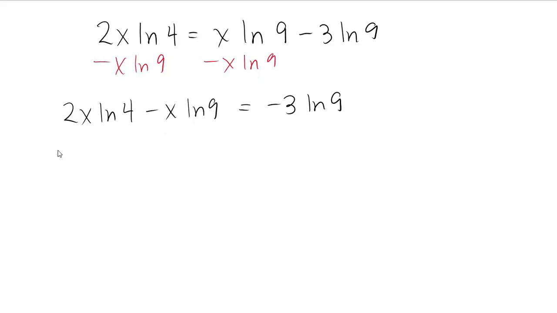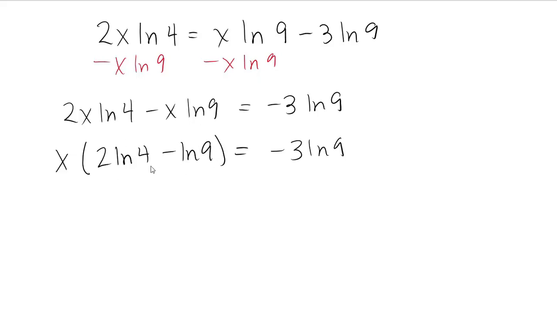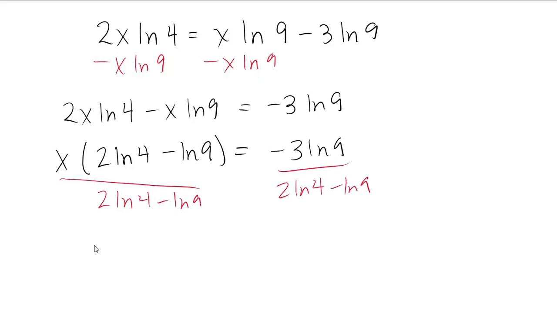Now I factor out the x. 2 times the natural log of 4 minus the natural log of 9 is left over. That's equal to negative 3 times the natural log of 9. And now I divide both sides by this number. This is just a number. We divide by 2 natural log of 4 minus natural log of 9 on both sides. And so I get x equals negative 3 times the natural log of 9 divided by 2 natural log of 4 minus the natural log of 9. And that is the exact answer.